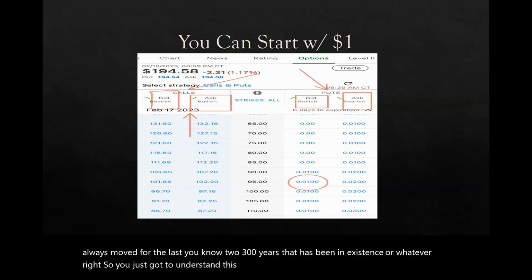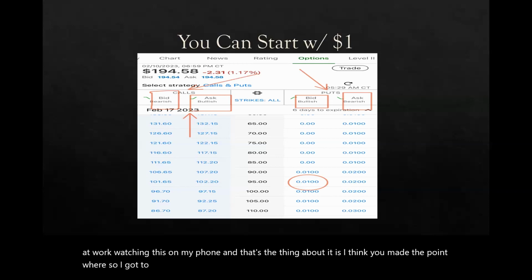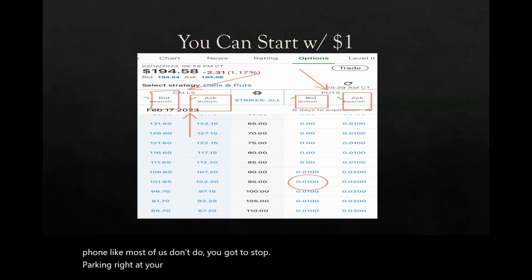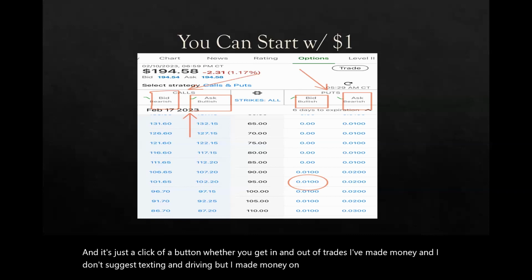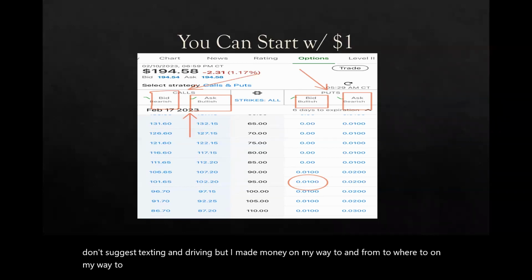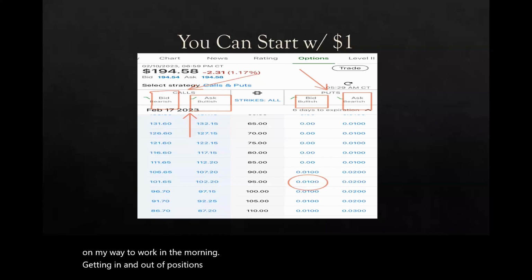It becomes like a hobby and a job almost. I'm usually at work watching this on my phone. If you don't go anywhere without your phone, like most of us, you've got the stock market right at your fingertips. It's just a click of a button whether you get in and out of trades. I don't suggest texting and driving, but I've made money on my way to work in the morning, getting in and out of positions. It's just that simple. It's not hard. It doesn't take a lot of time.